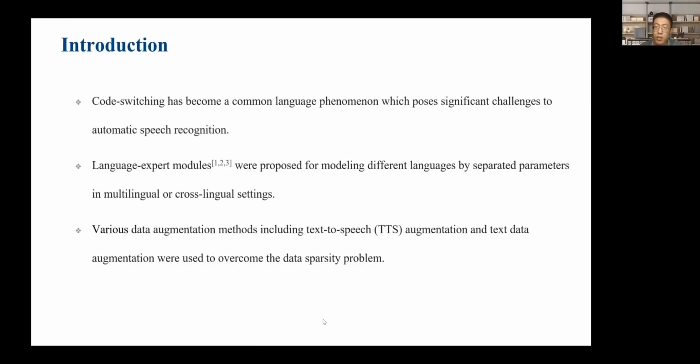Code-switching has become a common language phenomenon which poses significant challenges to speech and language processing tasks, including automatic speech recognition. Language expert models model different languages by separated parameters in multilingual or cross-lingual settings, which can capture language-specific knowledge effectively and mitigate overfitting caused by the poverty of code-switching data. To overcome the data sparsity problem, data augmentation might be a feasible solution. Some additional loss functions and filter strategies are proposed for better use of synthetic data.